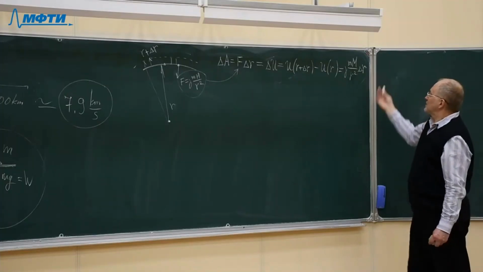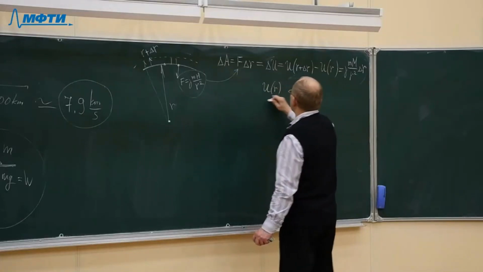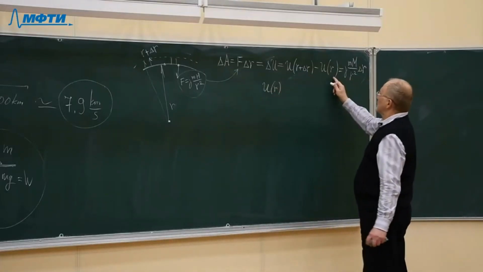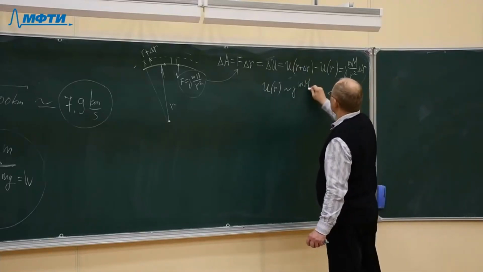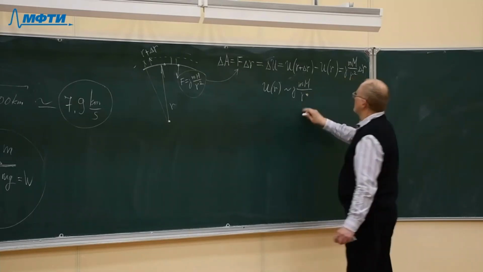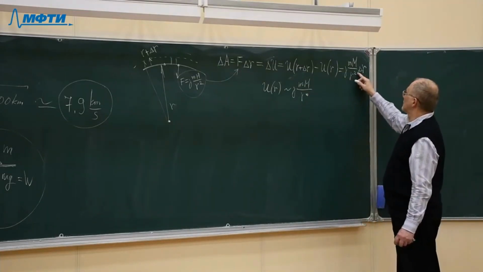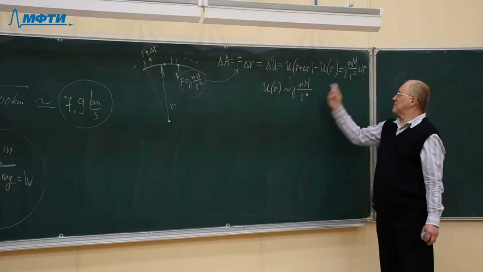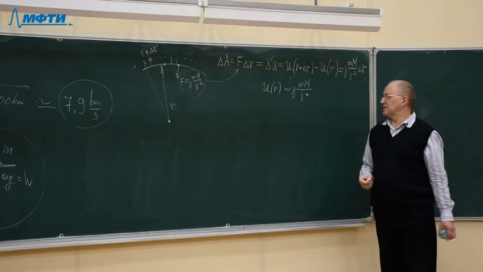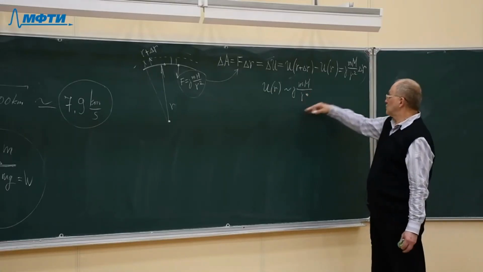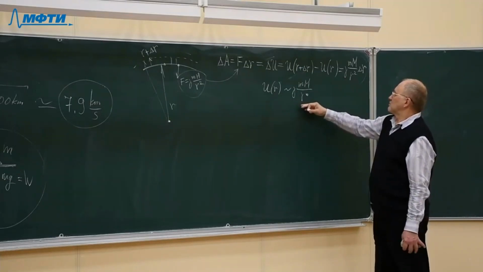And this dimension analysis indicates that the potential energy as a function of r must be something like gamma m M over r. R to the first power, not squared, because analysis of dimensions shows that only meters can be in the denominator. So we can assume that the potential energy is expressed by this formula.